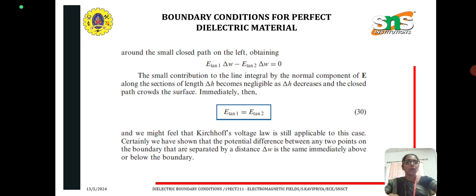Around a small closed path, we get E tan 1 del W minus E tan 2 del W is equal to 0. So the small contribution to the line integral by the normal component of E along the sections of length del H becomes negligible as del H decreases and the closed path crowds the surface. Immediately then, E tan 1 should be equal to E tan 2.